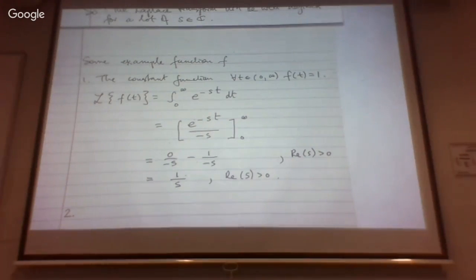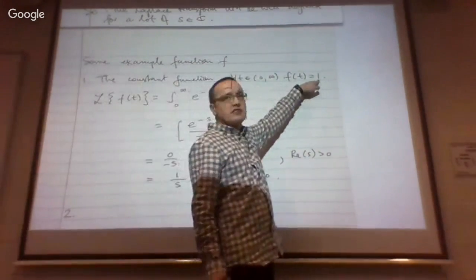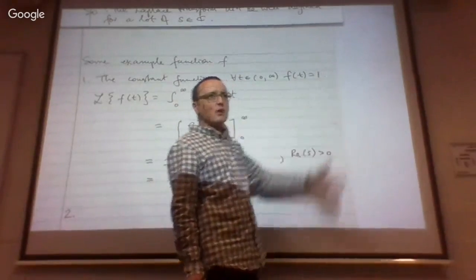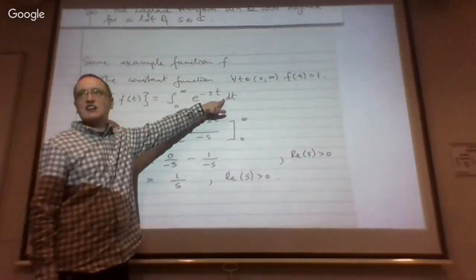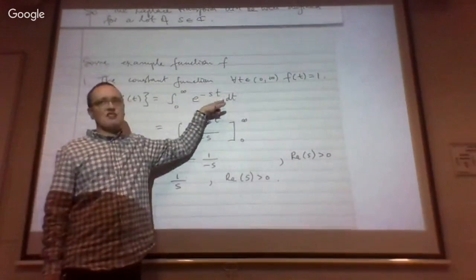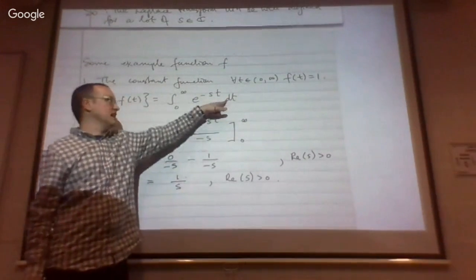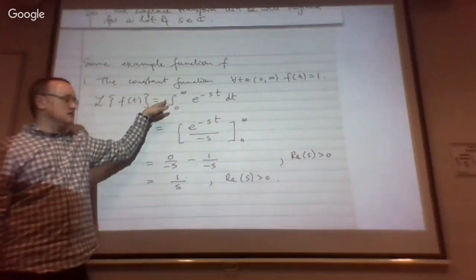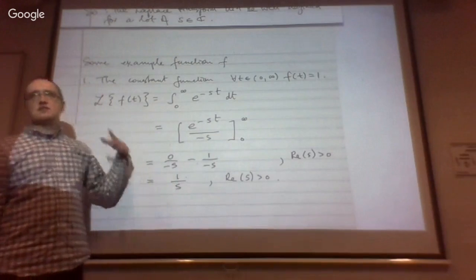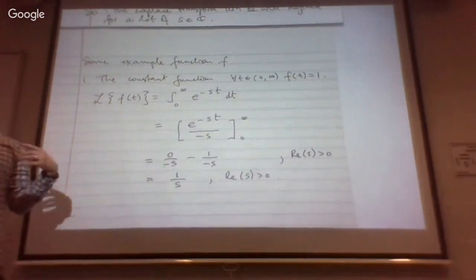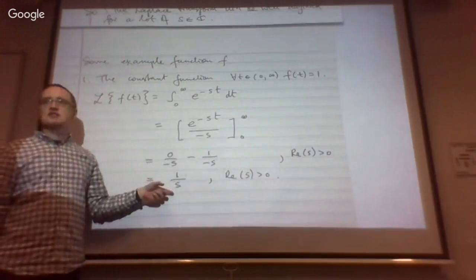Okay, you might ask, well, what if it's not the constant 1? What if it's some other constant? Well, if it's some other constant, that constant will just be sitting here. But you're doing integration. Integration is linear, so whatever constant is sitting there can simply pop outside. So it'll just be that constant over s. So the Laplace transform of any constant function is just that constant over s.